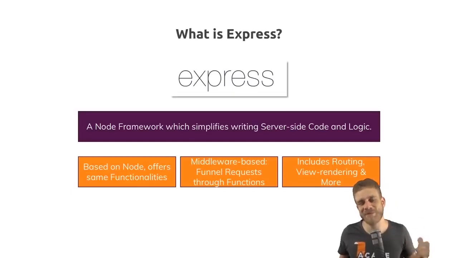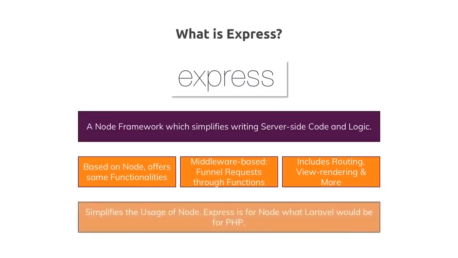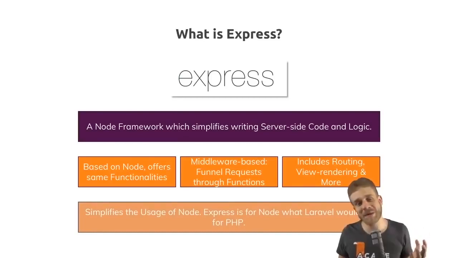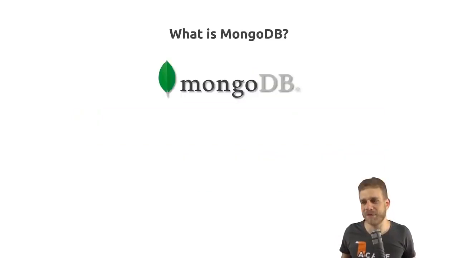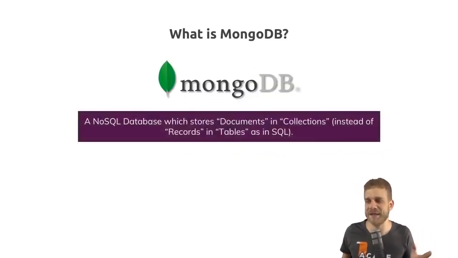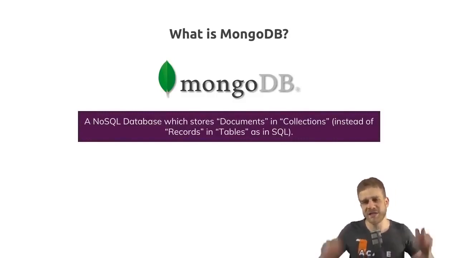So to sum it up, Express.js simplifies the usage of Node.js and is a tool we definitely want to use. If you have a PHP background, for example, you could compare it to Laravel for PHP. It makes things easier. There's one thing missing, and that is MongoDB, of course. MongoDB, as I already said, is a database. It's a NoSQL database, to be precise, and it stores so-called documents in so-called collections.